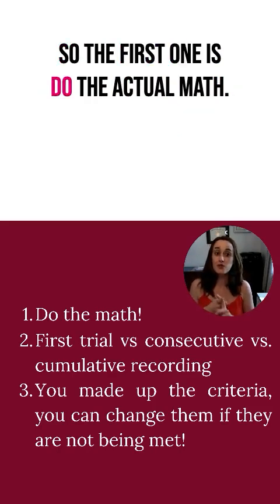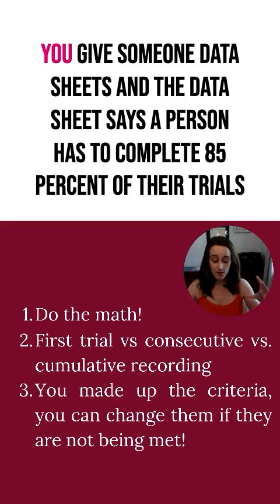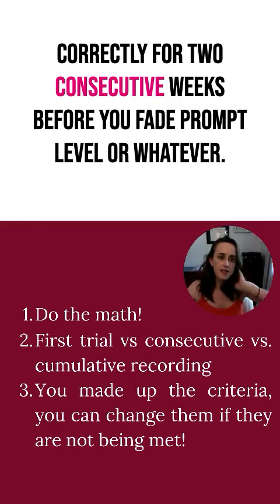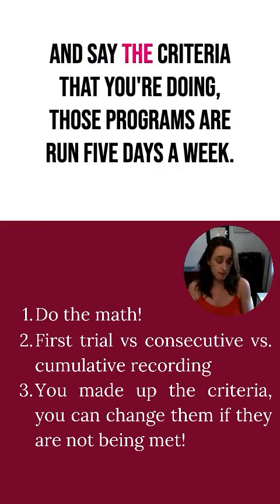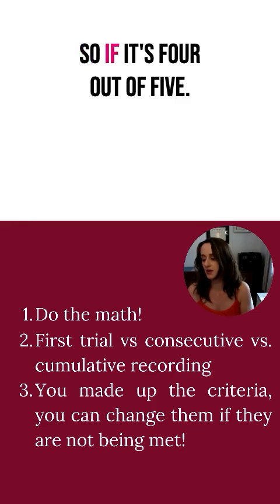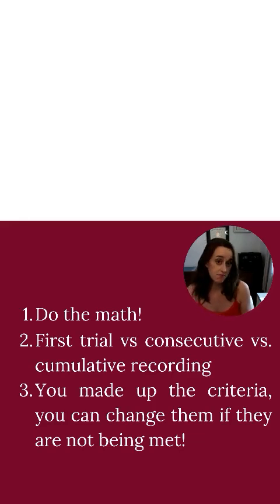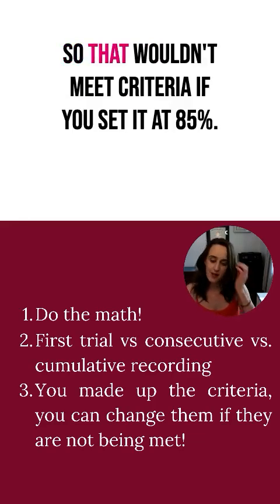So the first one is do the actual math pragmatically. If you give someone data sheets and the data sheet says a person has to complete 85% of their trials correctly for 2 consecutive weeks before you fade prompt level or whatever, and say the programs are run 5 days a week. So if it's 4 out of 5, that's 80%. That wouldn't meet criteria if you set it at 85%.